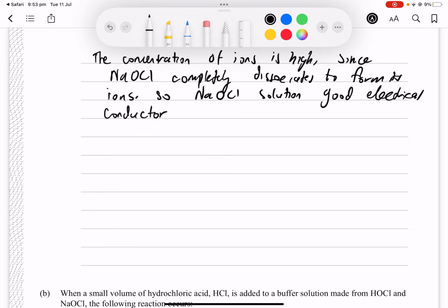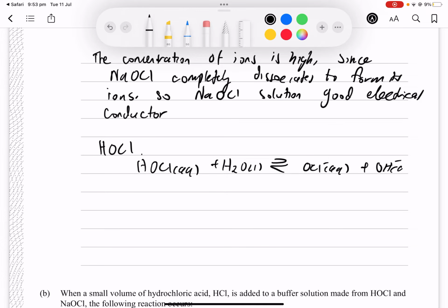Alright, so let's look at HOCl. HOCl is different because it is a weak acid, and a weak acid will react partially with water to form OCl minus ions and excess hydronium ions. So we have HOCl reacting with water, forming a small amount of OCl minus ions and a small amount of excess hydroxide ions. So we can say that HOCl is a weak acid.